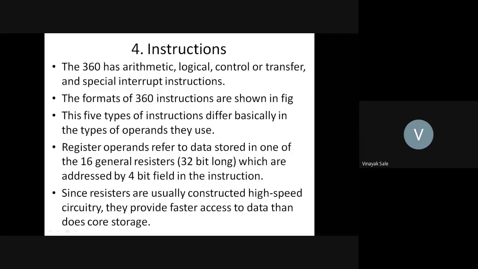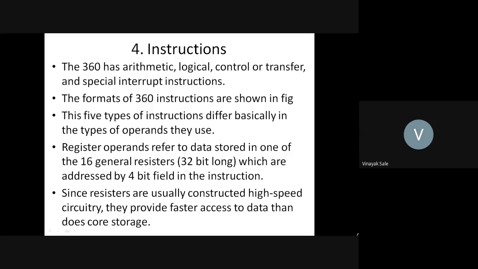Then in the example, IBM 360 has, we have seen the arithmetic, logical, control transport, and special purpose interrupt instructions. There are different formats of IBM 360 instructions as shown in the figure. So there are 5 types of instructions.